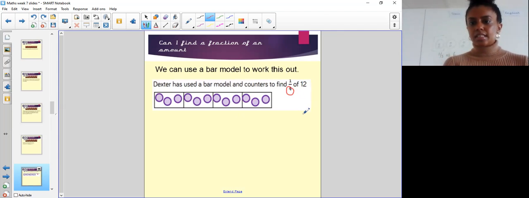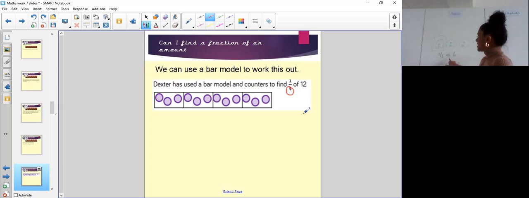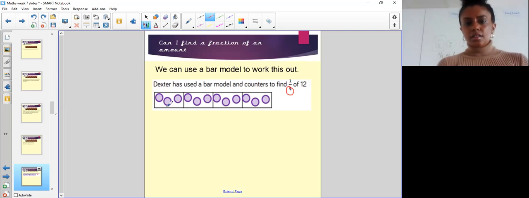So we look at our denominator, just like when we were looking at 1/3 of 6, we looked at our denominator, and our denominator is 3. So we split it into 3. Here we're splitting it into 4 because we're finding a quarter of 12, and then you would separate your 12 counters out equally. So 1, 2, 3, 4. So if we cross them off, that's how they've split them out. 4, 5, 6, 7, 8, 9, 10, 11, 12.